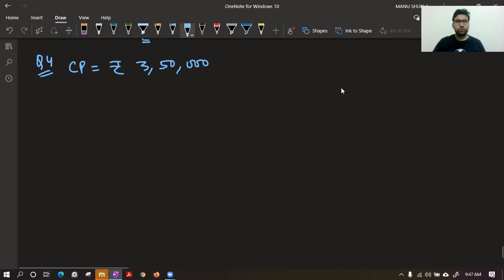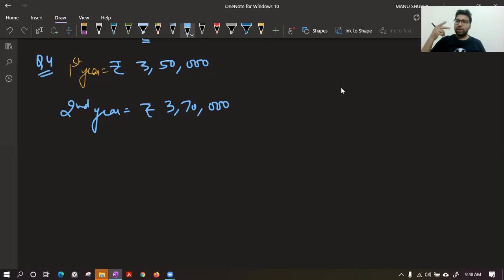So it is not a question of CP and SP. It is a simple question of increase and decrease. You can say the first year the price is this much, and the second year the price becomes rupees 3,70,000. That's it, so there are 2 years. This is the base year, and in the second year the price increases. Now, what is the percentage increase? We have to find the percentage increase.